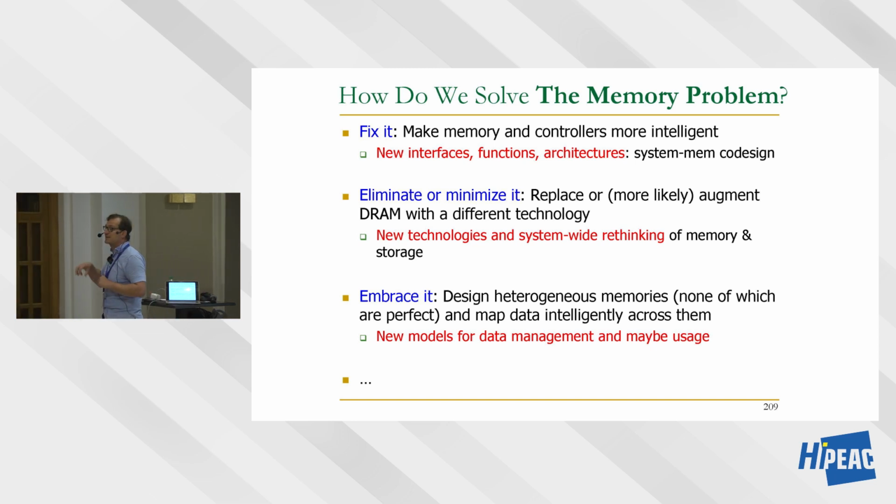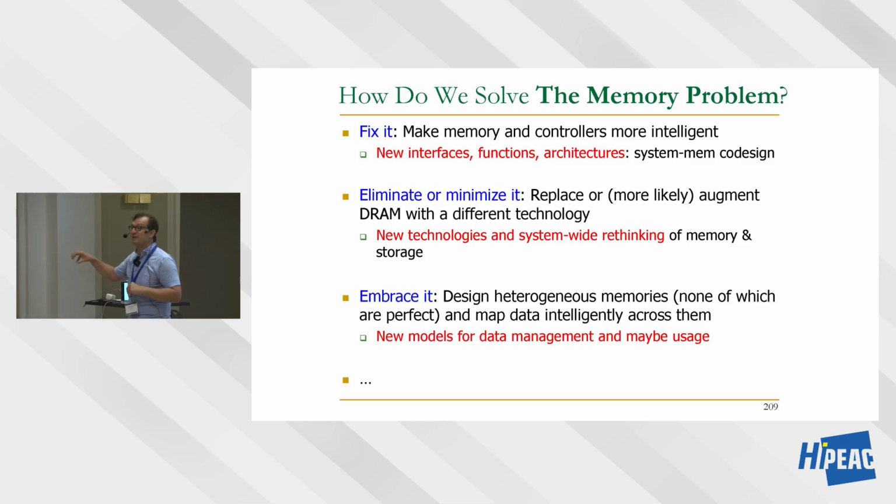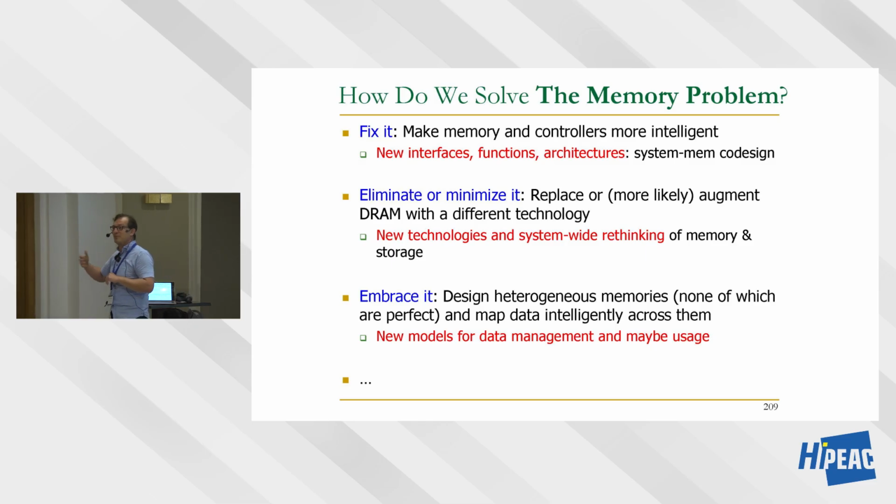Somehow understand what kind of data can go to what kind of memories and allocate that data intelligently to different types of memories. I'm going to give you an example of this one, but I think this is very important and it's going to be even more important in the future. This is kind of happening a little bit today. Okay, there may be more solution directions and I'd be happy to hear your opinions in the breaks, etc.